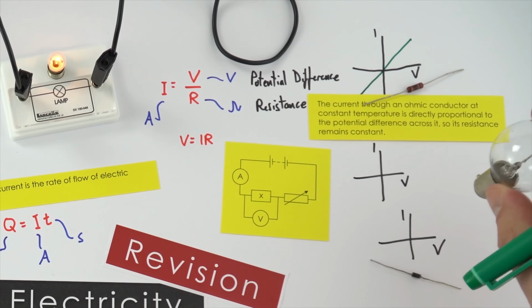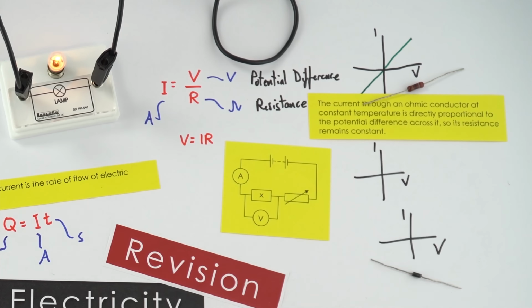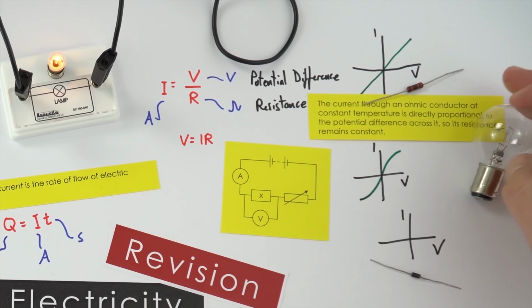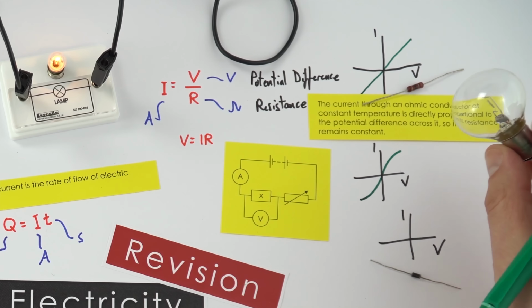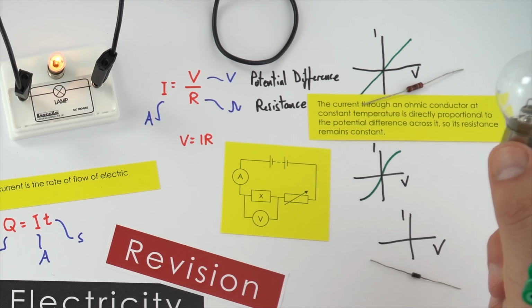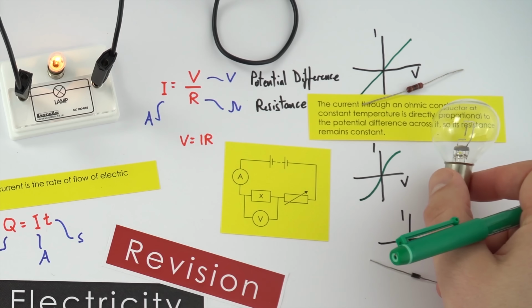If, however, you have a filament lamp, this isn't an ohmic conductor, and what we find is we get a graph that looks a bit like this. What that means is, as this gets hotter and hotter and gives out more light, the resistance increases. So this one here, you've got a changing resistance for this light bulb.